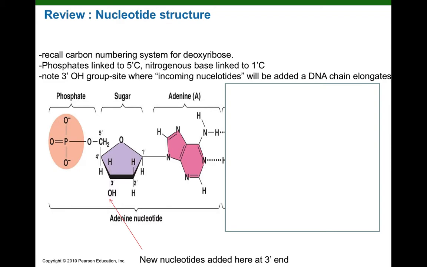DNA polymerase can only form a covalent bond between the oxygen here and the incoming phosphate group of an incoming nucleotide. And we'll see later, because of this, we describe DNA synthesis as being 5' to 3'. We'll use an arrow originating at 5' and then pointing to 3'. And that's telling us that incoming nucleotides are going to be added to the 3' hydroxyl end of the DNA strand.